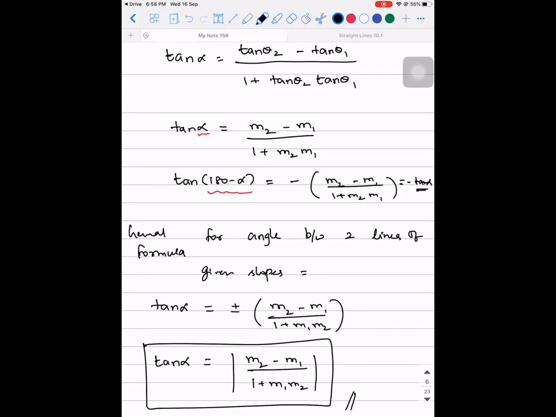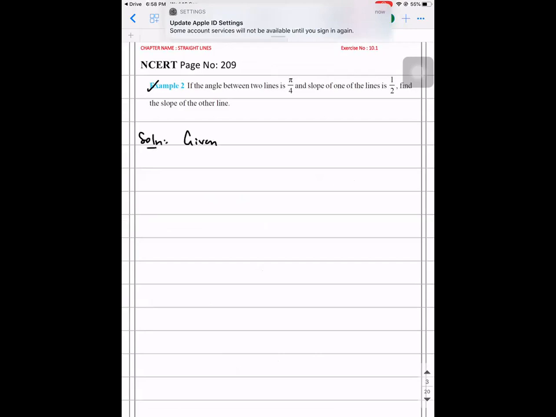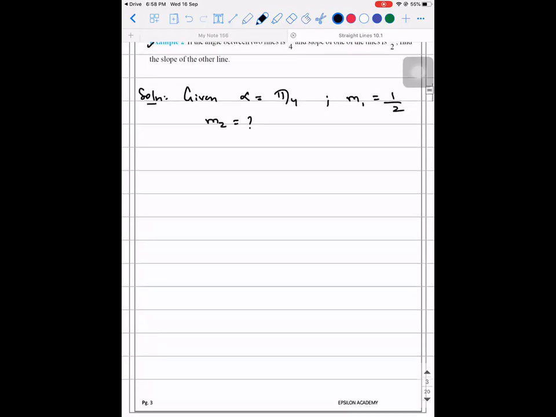Okay. So if you have copied this, we'll go to the problem directly. Listen. If the angle between two lines is pi by 4, what have they given? Alpha is pi by 4. And the slope of one of the lines is 1 by 2. Let's say m1 is 1 by 2. I don't know which line, so I'm generally taking it as m2, m1. Then they're asking what is m2. Find the slope of the other line. Is it clear?